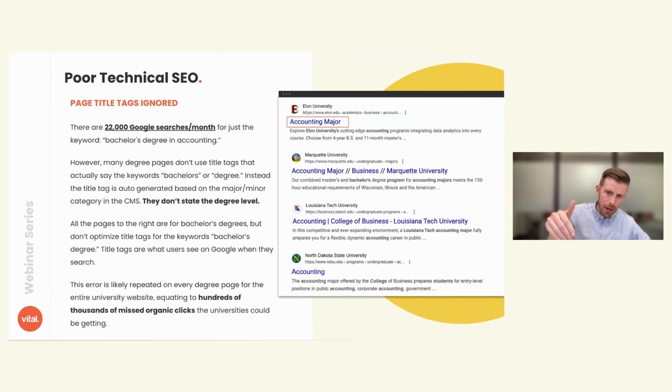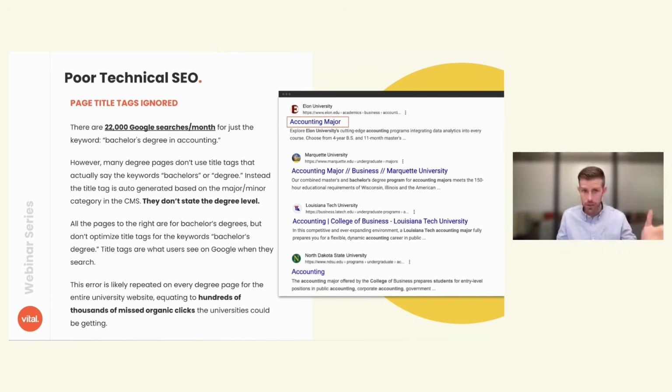If you look all the way down at the bottom for North Dakota State University, it's accounting. And so what's happening here is there's not a lot of consideration being given to what the title tag says, even though that is the first thing someone sees on Google. So they have to see this on Google and click it before they see your page, right?